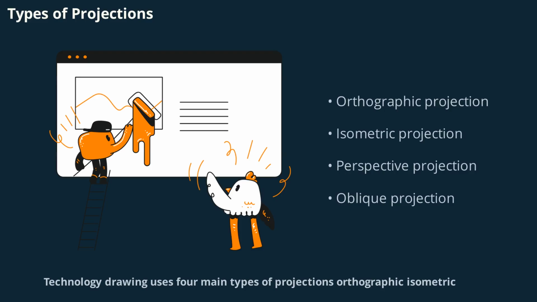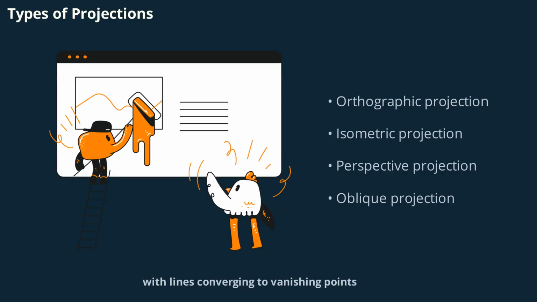Technology drawing uses four main types of projections: orthographic, isometric, perspective, and oblique. Orthographic projection represents 3D objects with multiple 2D views using parallel lines. Isometric projection tilts the object so all axes are equally angled, giving a realistic 3D appearance. Perspective projection mimics human vision with lines converging to vanishing points. Oblique projection draws the front face in true shape, with receding edges at an angle. Each method serves different visualization needs.